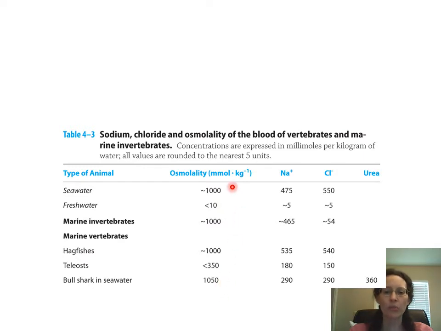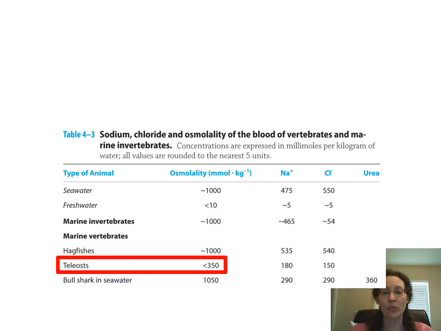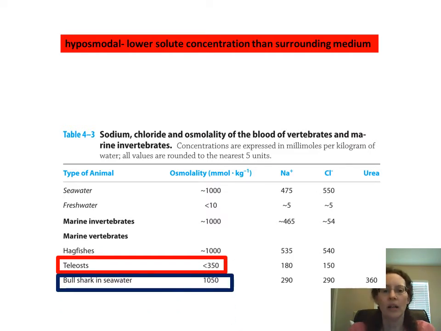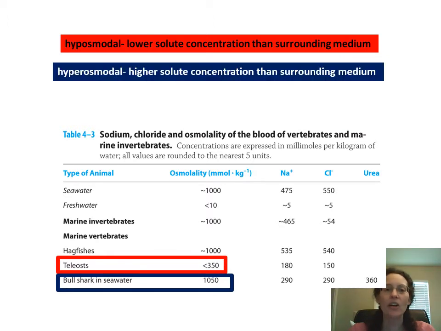Bull sharks, well, those are pretty close, but they're a little above, so they're also going to have a gradient that they're going to be looking at. So if you look at the teleosts here with the less than 350 osmolality compared to the seawater they're in, where it's around the 1,000, we call that hypoosmotic. They have a lower solute concentration in them than we find in the surrounding medium. Those bull sharks are opposite of this. They have a higher concentration. They are called hyperosmotic, a higher solute concentration than the surrounding medium.